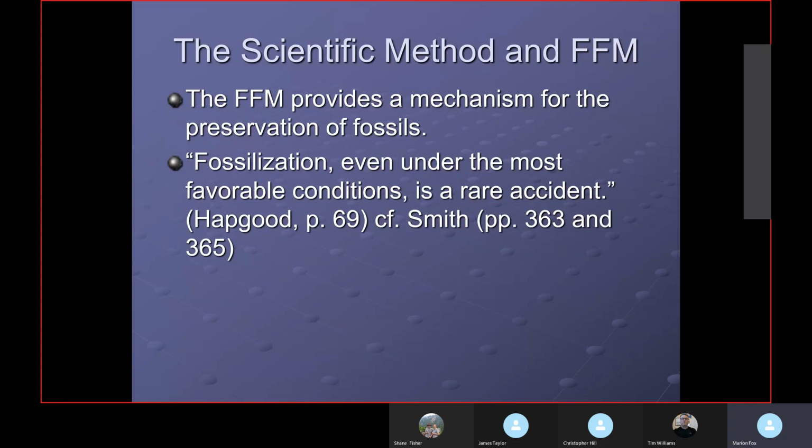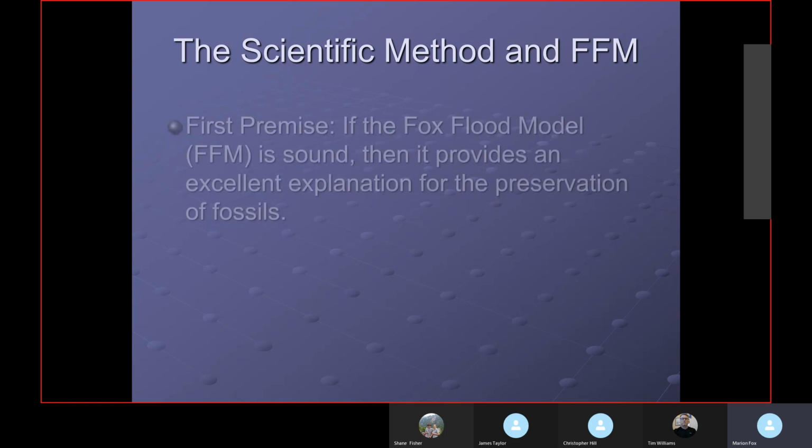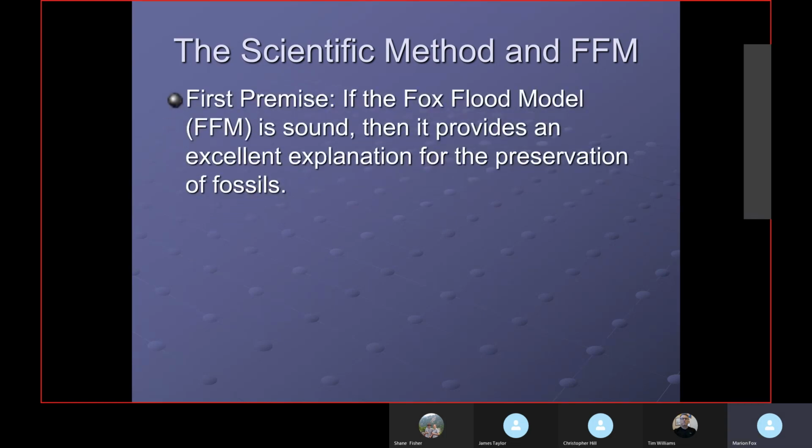Hapgood tells us fossils, even under the most favorable conditions, fossilization is a rare accident. Page 69, Smith also, and pages 363 and 365. Now, these sources are quoted earlier in the book, so you have to hunt around for them in the footnotes. Okay? And you can go to the bibliography at the end of each chapter and find it.